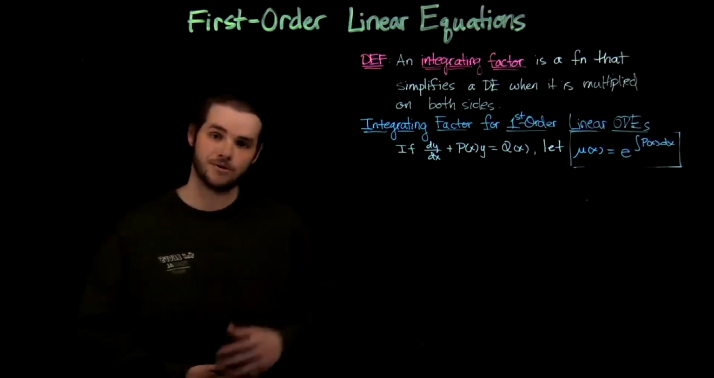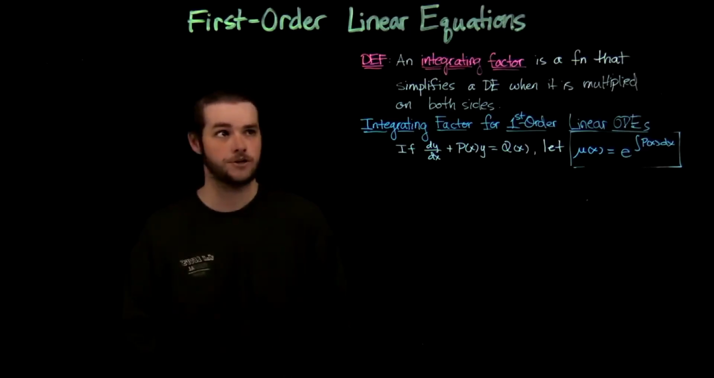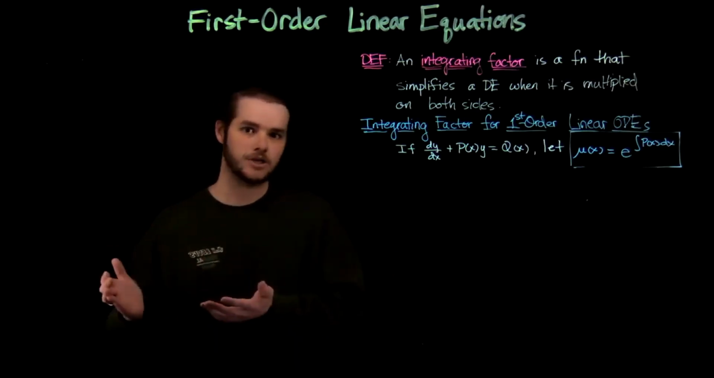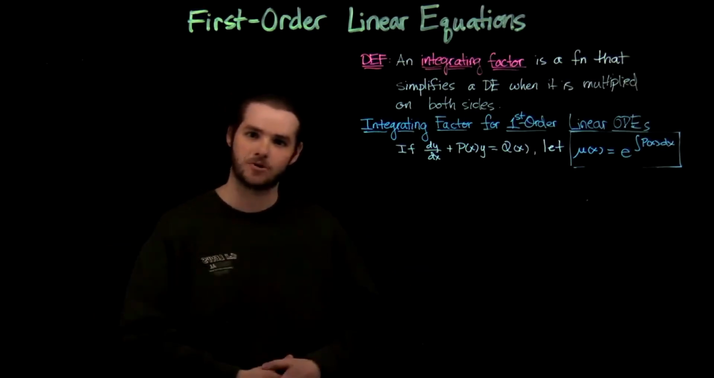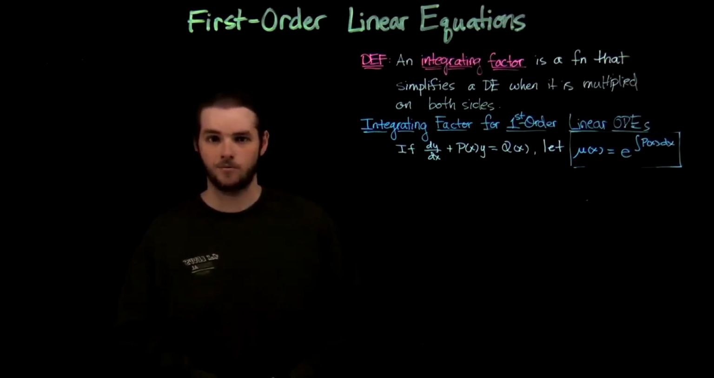In fact, many courses don't cover variation of parameters as a technique for first-order linear differential equations. They just show this, but I feel like seeing the variation of parameters helps this to make a little bit more sense. And the trick is to use what we call an integrating factor. What do I mean by that?